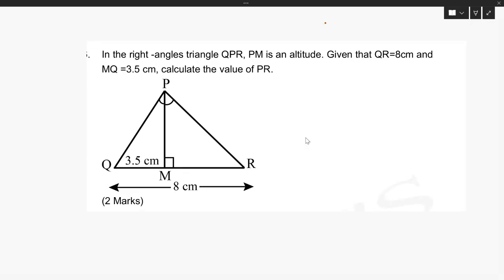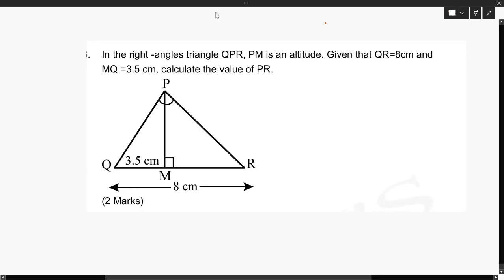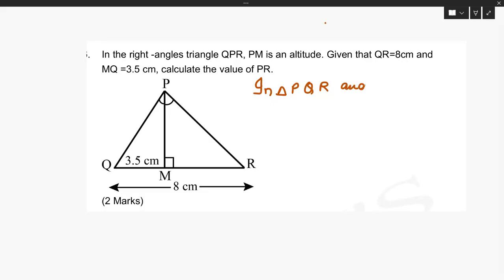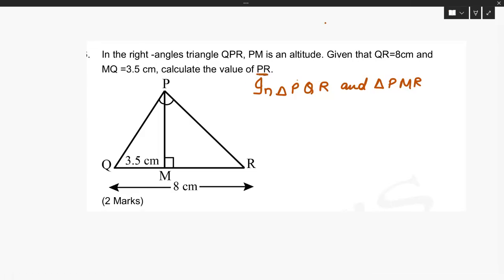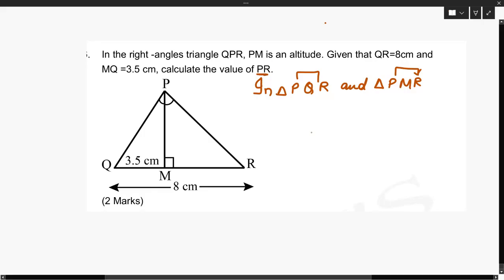Okay, let me help you with this one also. We will take two triangles. In triangle PQR, can you see PQR? The big triangle, the outside one, and the smaller triangle, which is PMR. We take these two triangles because we want to find the value of PR. Wherever PR is there, we will take that triangle. This is clear why we took these two triangles? We don't want anything else. We have to take two triangles in which PR is there.